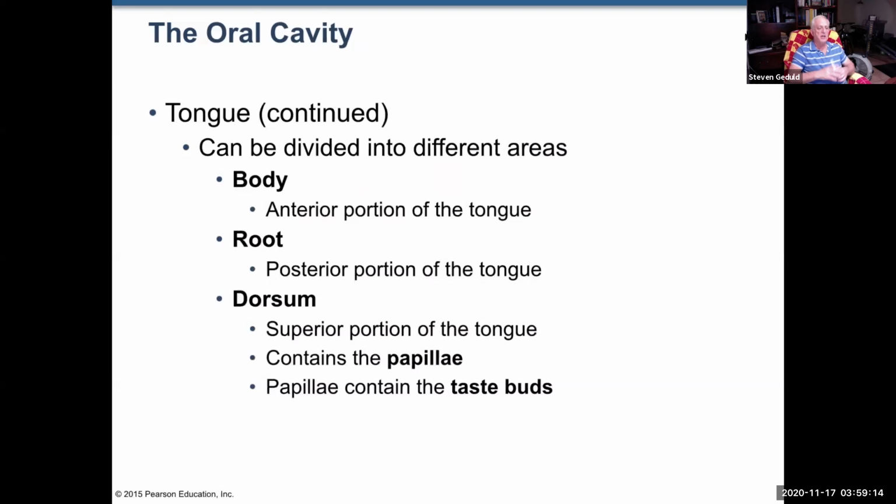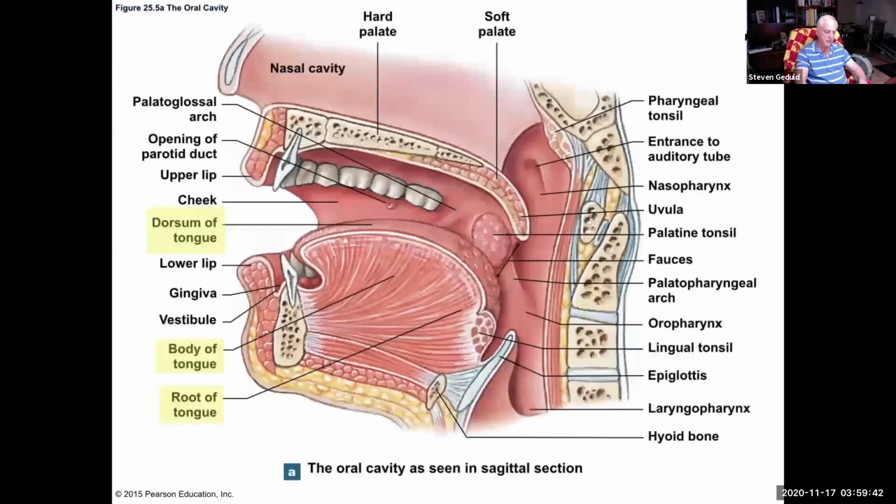Okay. The tongue can be divided into different areas: the body, the root, and the dorsum. The body is the anterior portion of your tongue. When you stick out your tongue, that's the body of your tongue. The root is the back, the posterior portion of the tongue, which anchors it into the floor of the mouth. The dorsum is the superior portion of the tongue, contains papillae, and the papillae contain your taste buds. That's the dorsum side of the tongue. So here's the dorsum of the tongue, this whole surface that contains all your taste buds. Okay, this is the body of the tongue, and this is the root of the tongue.